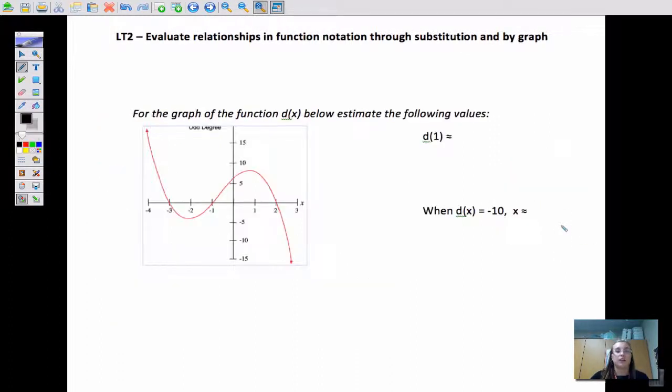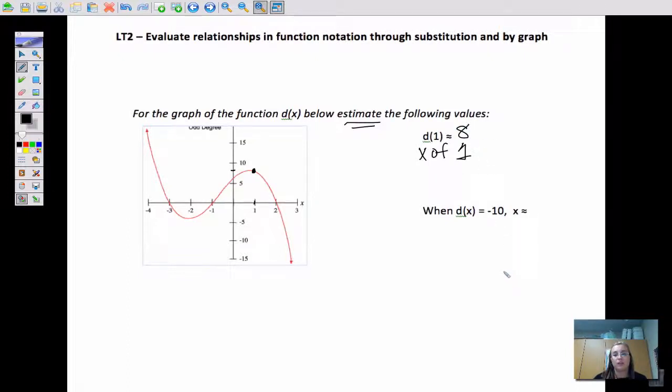And then when I look at learning target 2, I'm looking at a graph, and you were supposed to estimate for this graph, okay? So d of 1 means I'm going to look at x of 1. So I'm going to go to my x-axis, I'm going to find 1, and I'm going to look at where that lines up on the graph. I'm going to say that lines up somewhere between 5 and 10, a little bit closer to 10 than to 5. So let's go ahead and estimate it at d of 1 equals 8, okay?